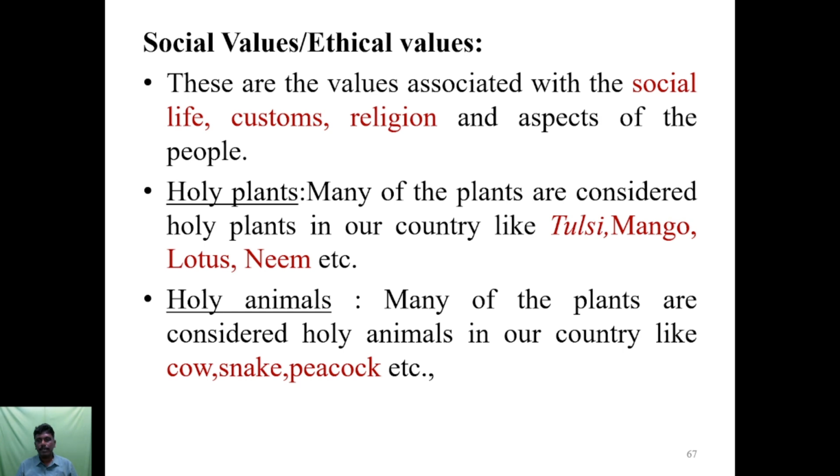So many of the plants are considered holy plants in our country, like tulasi, mango, lotus, neem. So this lotus is also used in temples. The neem also. Then holy animals. Some of the animals are considered as holy animals, for example, peacock, snake, cow.